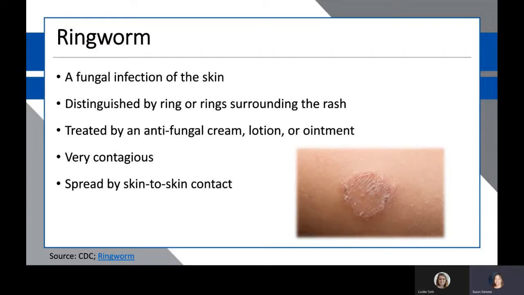Ringworm. This is a fungal infection of the skin, and it's distinguished by a ring or rings surrounding the rash. It's treated by an antifungal cream, lotion, or ointment. It is very contagious, and it's spread by skin-to-skin contact.